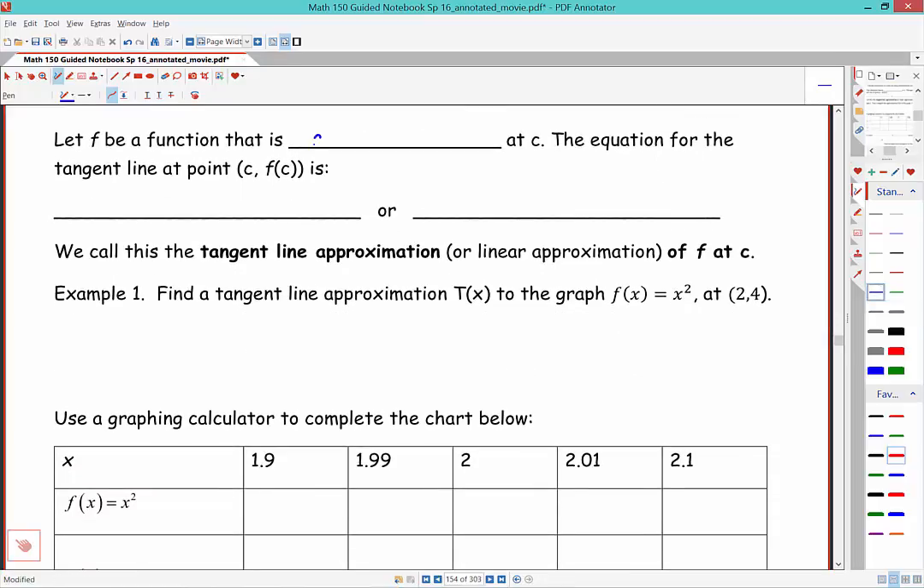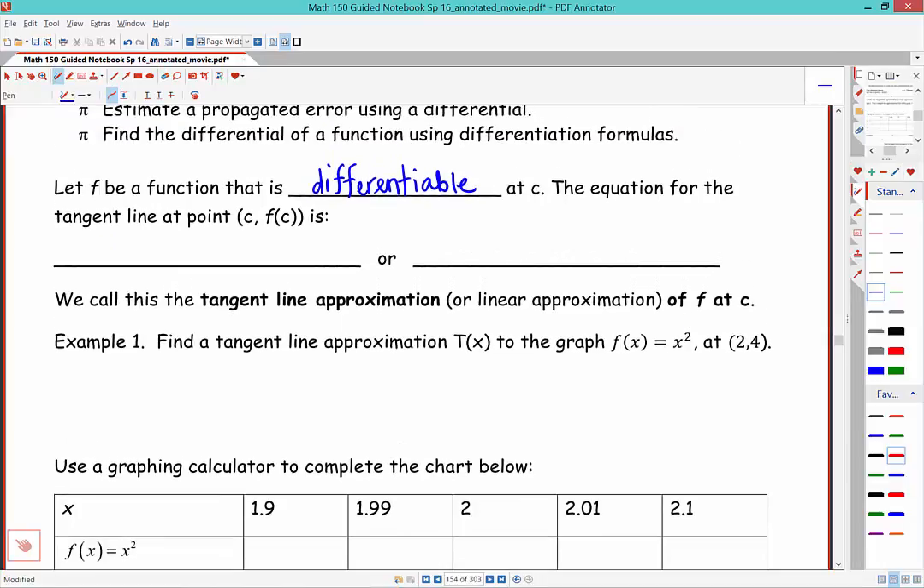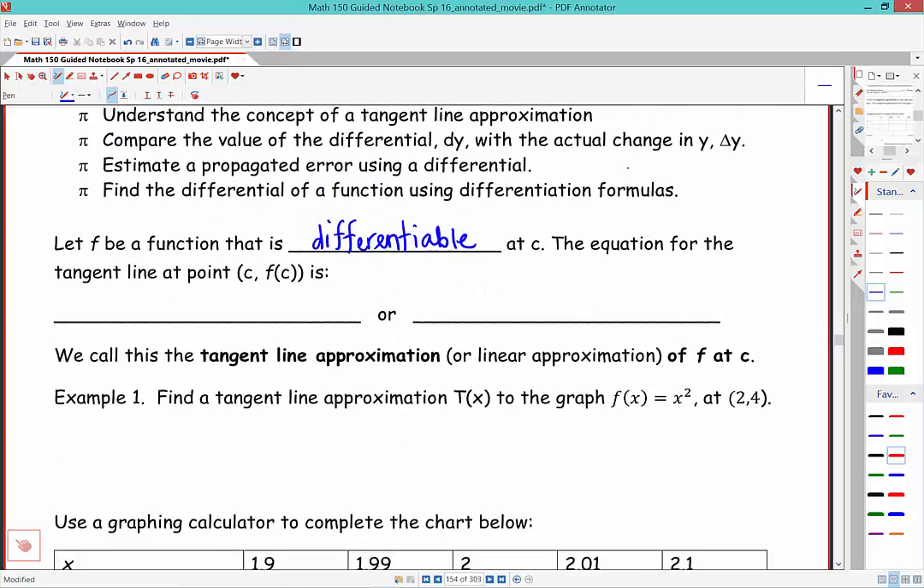Let f be a function that is differentiable at some input value c. The equation for the tangent line at point c is, do you remember? You can write it a couple of ways. Thinking about it, I'll just do it in the corner here: y minus y1 is the slope times x minus x1.